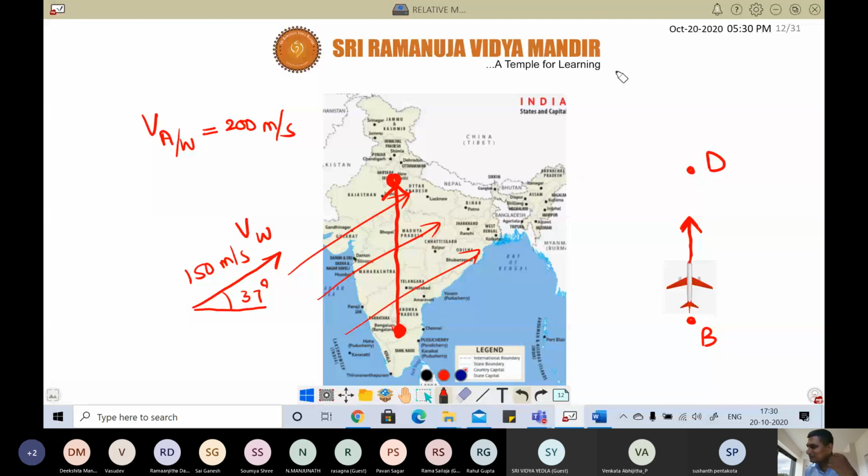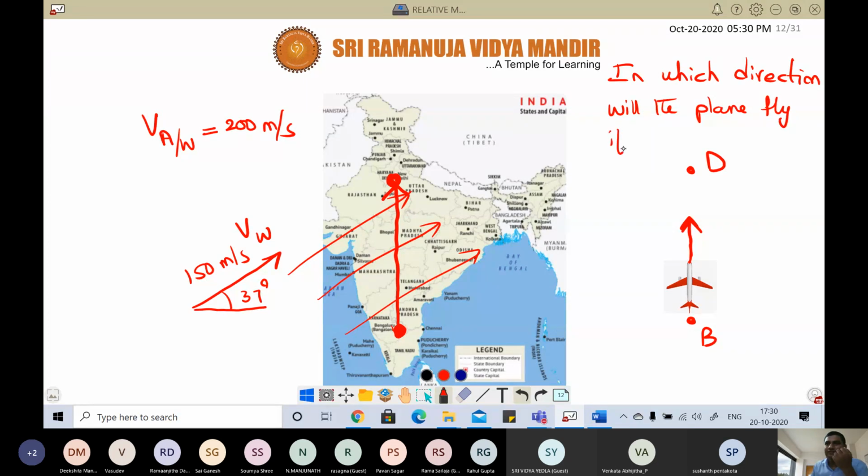The question is, in which direction will the plane fly if it tries to fly to Delhi? This is the question, because the pilot has to know, na?